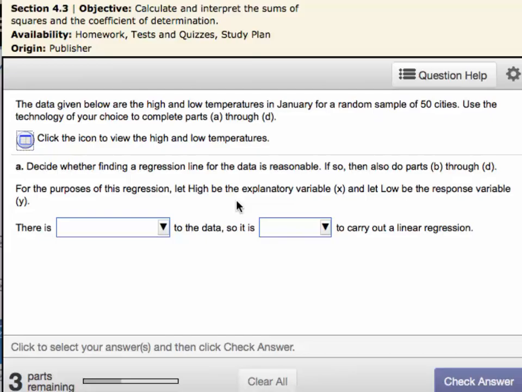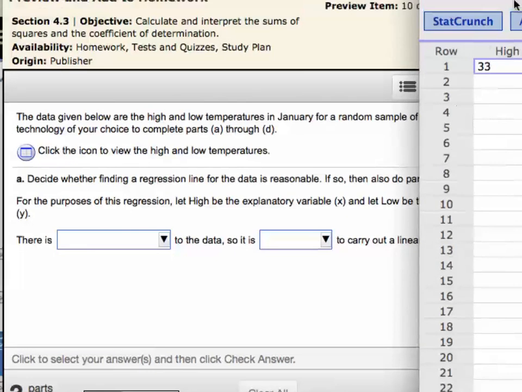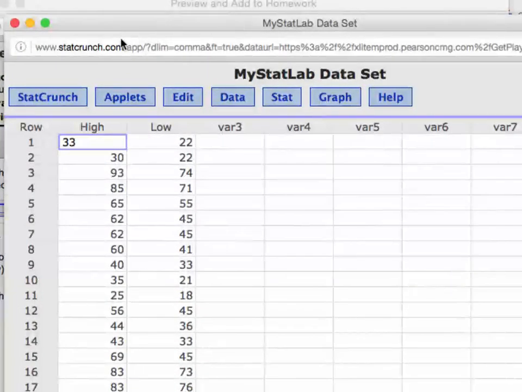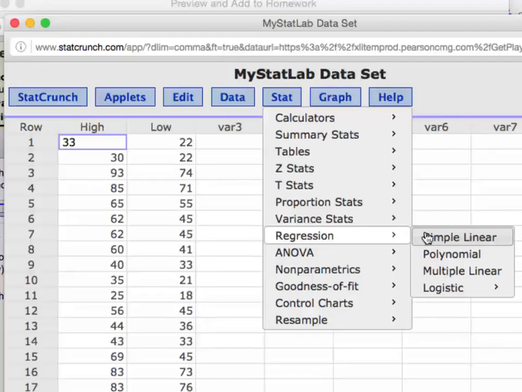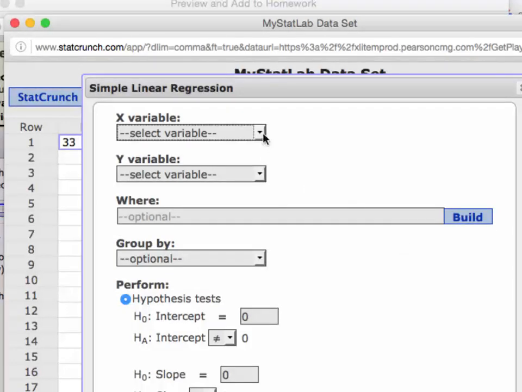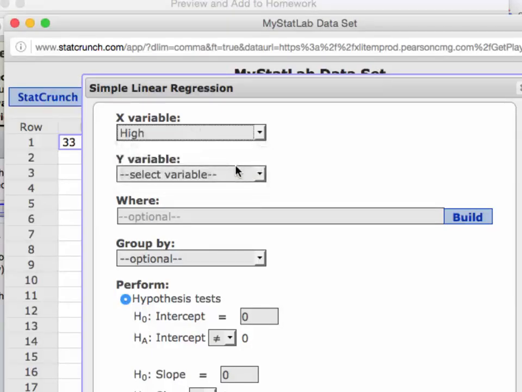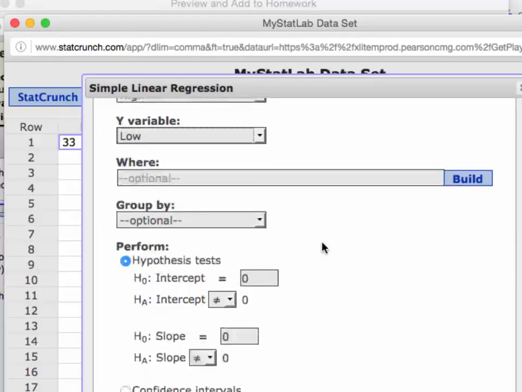So we're gonna use our technology to see if it's reasonable to say that we could do a linear regression, right? So we're gonna go to the StatCrunch here. And we're gonna do Stat, Regression, Simple Linear. And our x variable, that's explanatory. Was that high or low temperatures? High temperatures was explanatory, okay. And then response, the low temperatures.